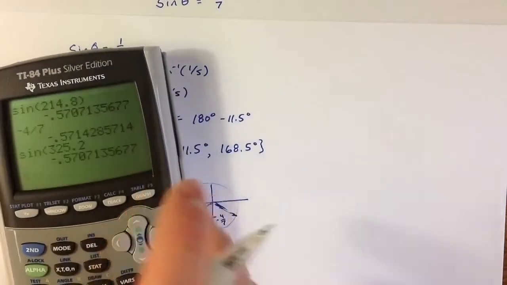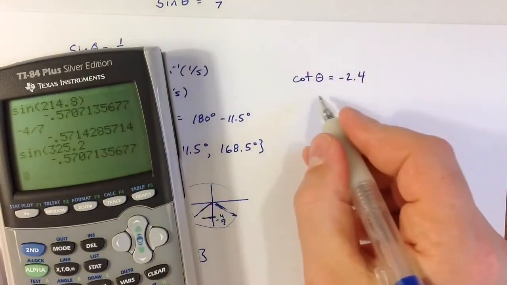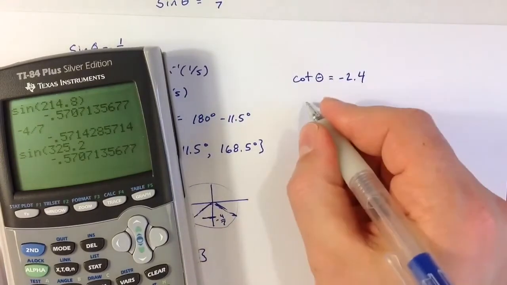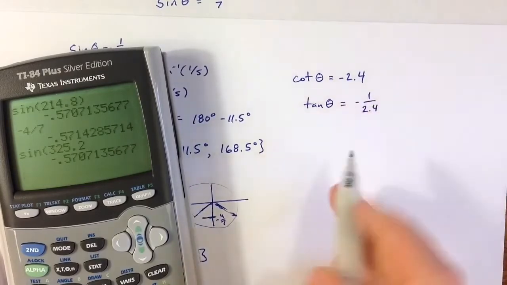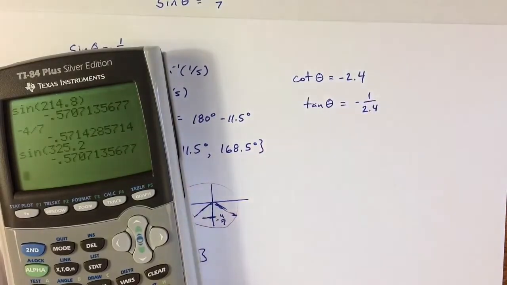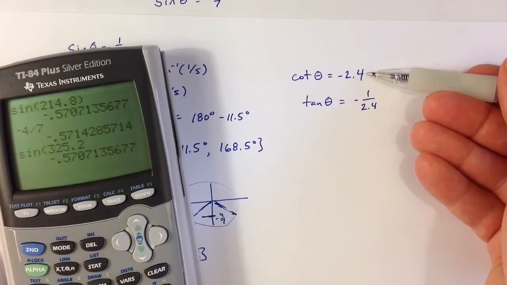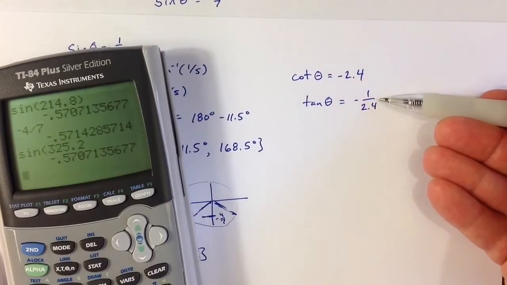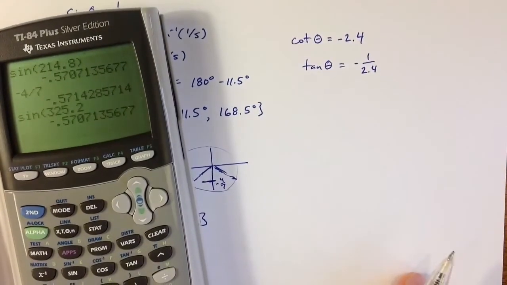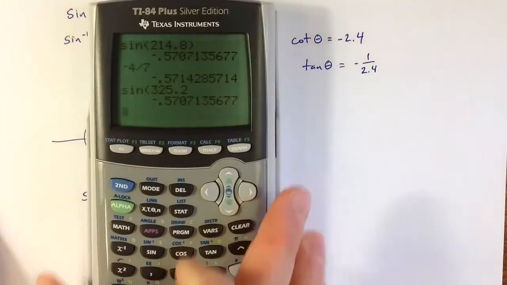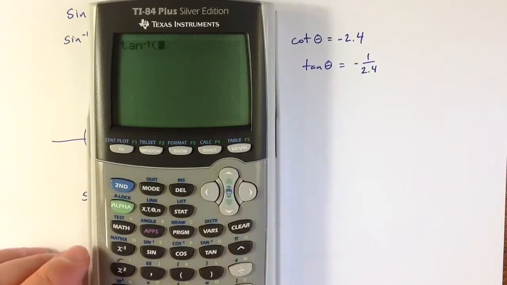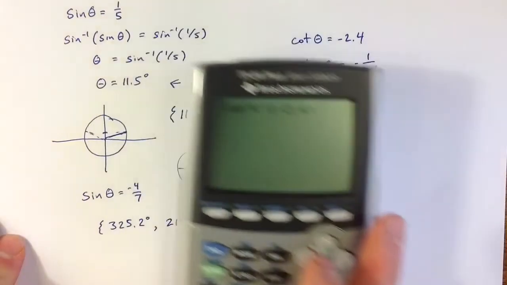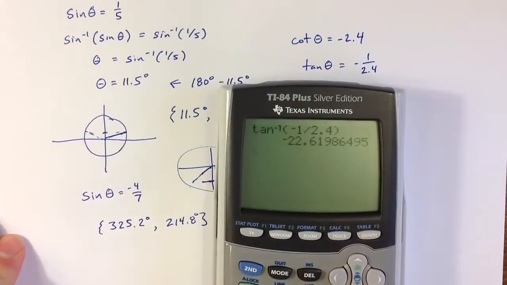For cotangent, we need to first translate this equation, or we can think of this equation in terms of tangent. So cotangent of theta equaling -2.4, that is the ratio. -2.4 is the ratio. So tangent would give us a reciprocal ratio at that same angle. And so we can use inverse tangent of -1 divided by 2.4 to find the angle that we're looking for.